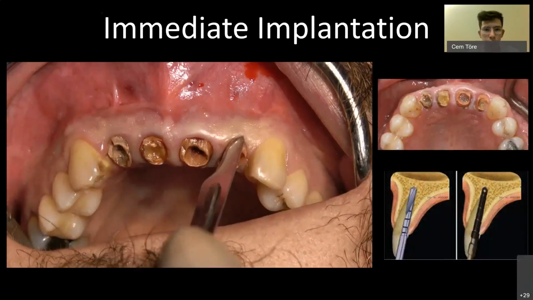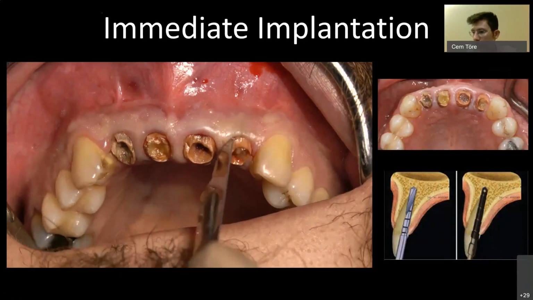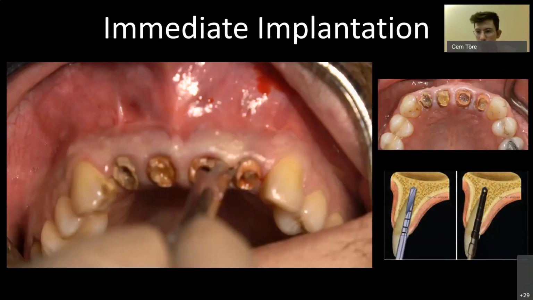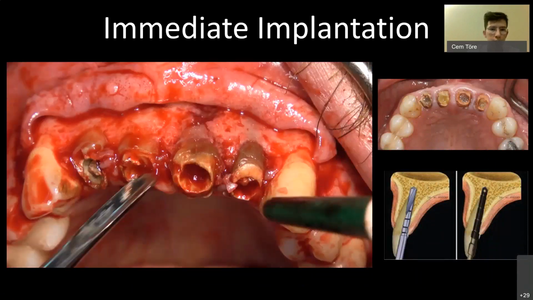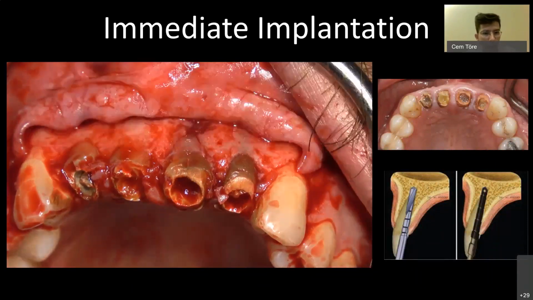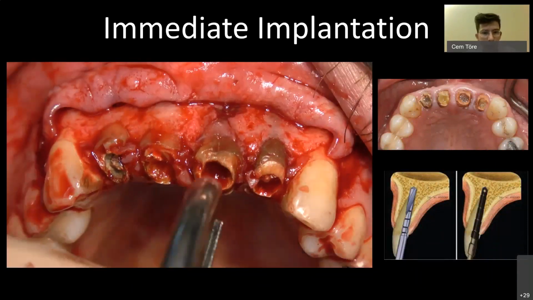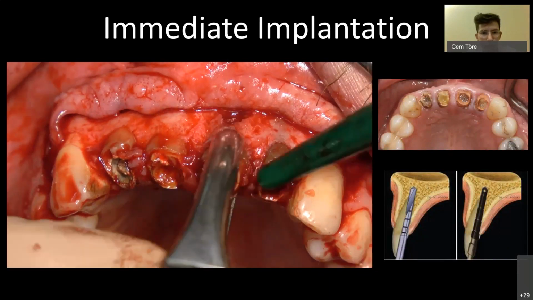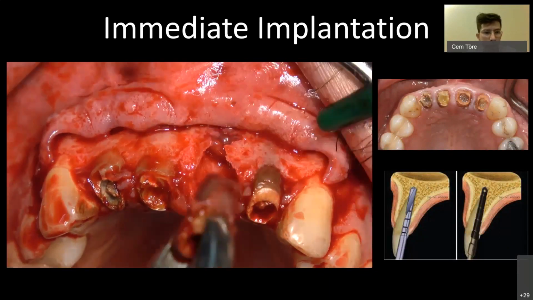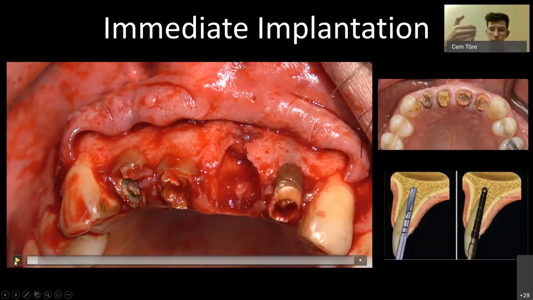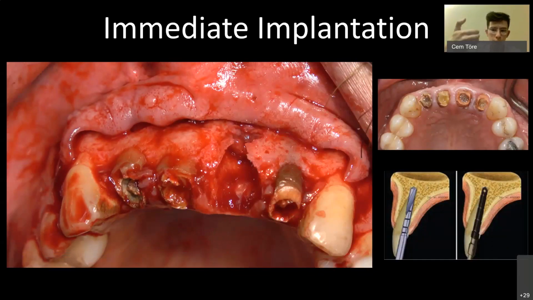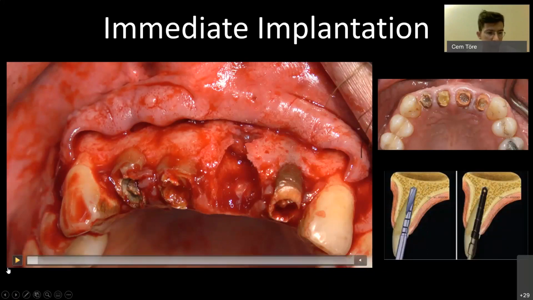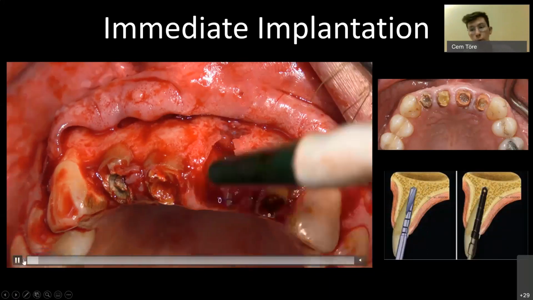Now we have a video here, in which we can see what we are doing. We extract the teeth, like we said, with minimal trauma. Like we saw here, not a motion from buccal to lingual, but a rotating motion is healthier when extracting incisors or premolars.